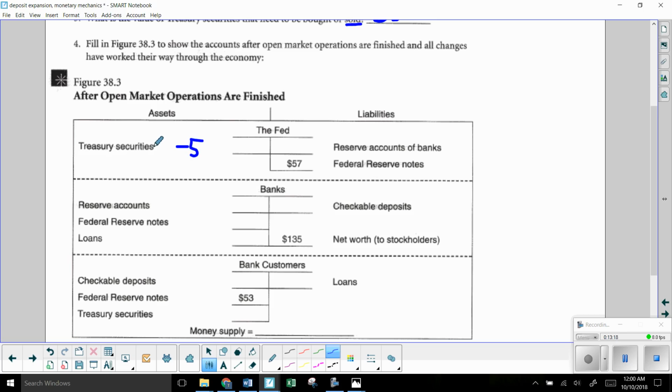And if you look at the previous value there, that was 83, I think. And so that will leave the Fed with $78 worth of securities. Okay. Now let's think. The Fed's balance sheet has to balance, right? And the Fed just sold $5 worth of bonds, and who will pay them for it?